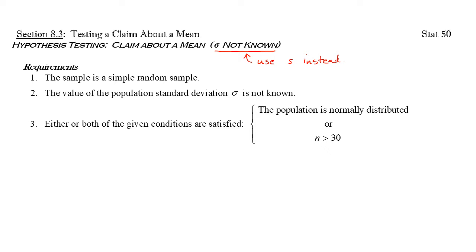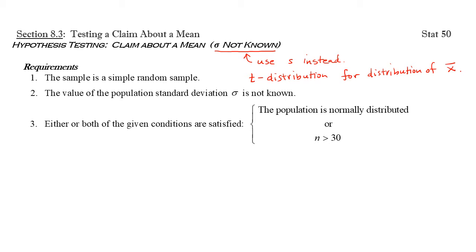Okay, which means that we're going to be using the student's t distribution to model the sampling distribution of x bar. Right, so x bar being our sample mean, right? We're going to look at using a sample mean to estimate our population mean, and in this case doing it with a hypothesis test. And here's the basic requirements.